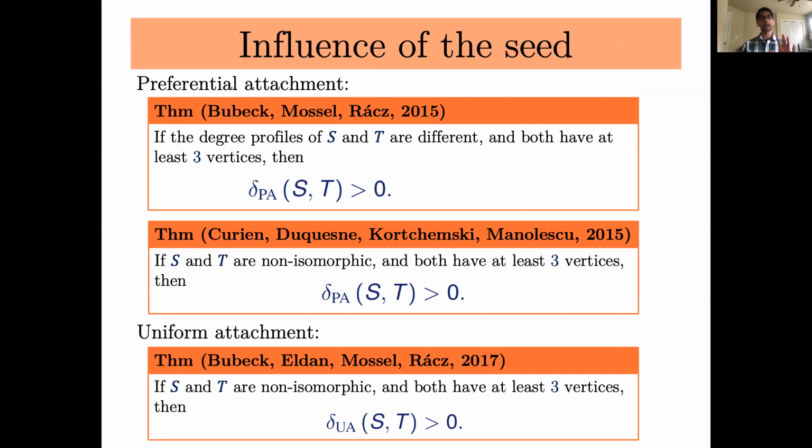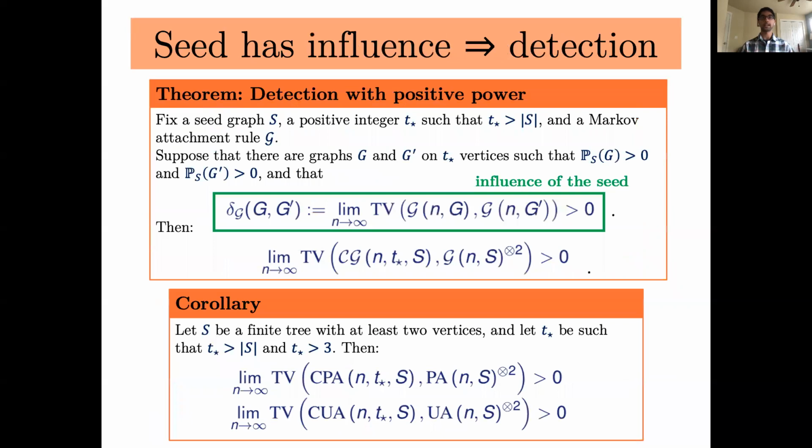So now, if we combine this rich literature on the influence of the seed with our generic detection result, we get the following corollary. In uniform attachment and preferential attachment trees, we can detect correlation even if the two graphs are grown together for just a single time step, which is quite remarkable.